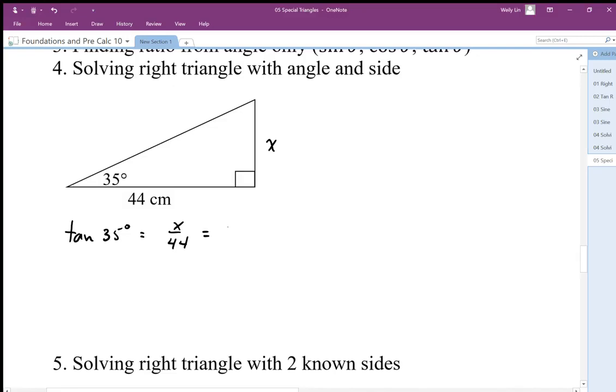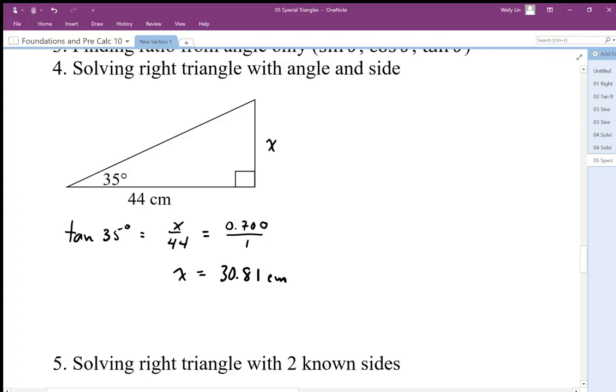So my tan ratio is 0.700, and that's always going to be compared to 1. And we can then solve for x. So we get 44 times the 0.700, and I get 30.809, so I'm going to round that to 31 centimeters.